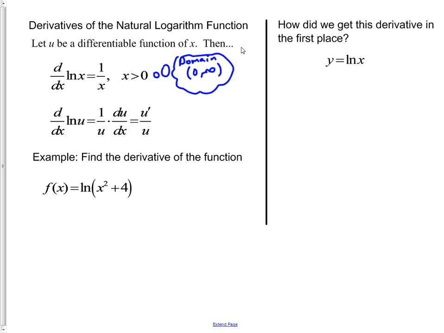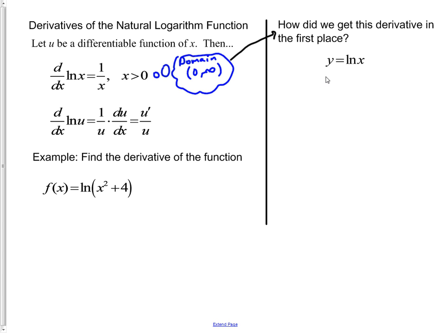So we might ask ourselves the question here, I guess, before we even start this. How did we get here in the first place? Where did this derivative come from? What we're going to do is go back, and I'm just going to illustrate why this must be by rewriting this expression over here on the right-hand side of your screen. y equals the natural log of x. How do we get there?